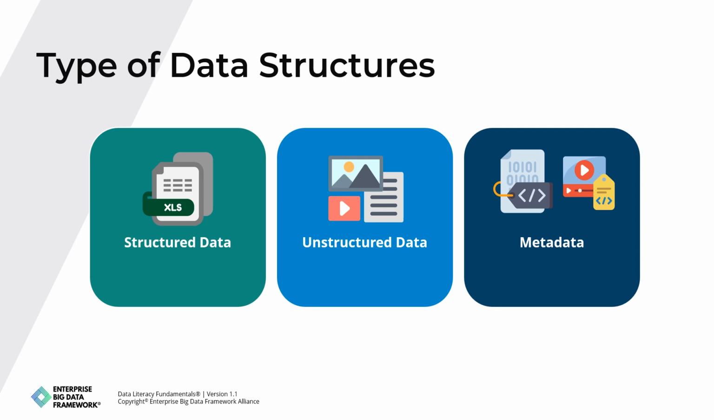Structured data is highly organized and follows a predefined format, making it easily searchable and analyzable. Unstructured data is data that does not have a specific format or schema and does not fit into traditional data models such as tables in a relational database. Lastly, metadata is data that describes other data. Now let's delve deeper into each data type and its implications.